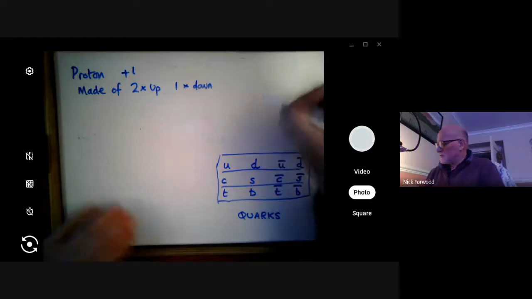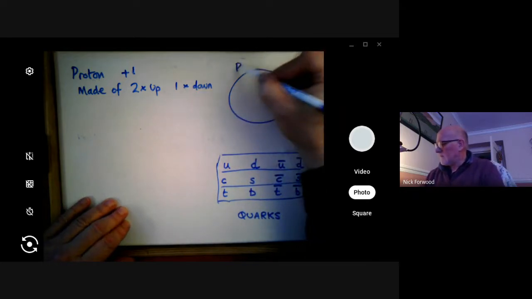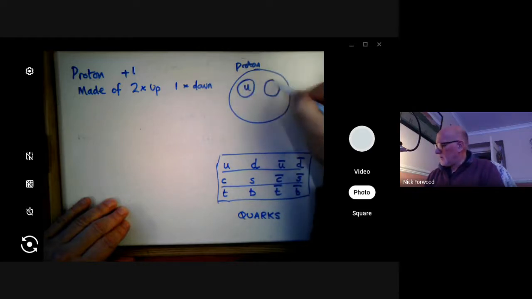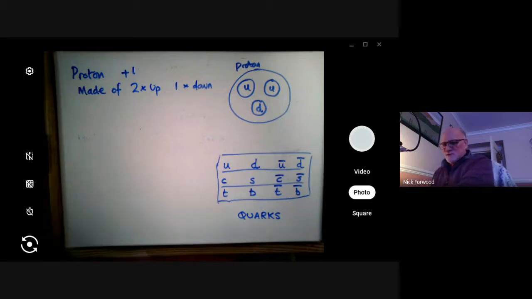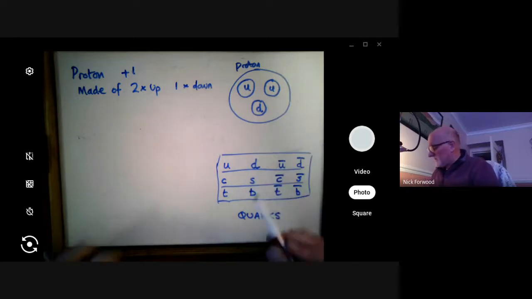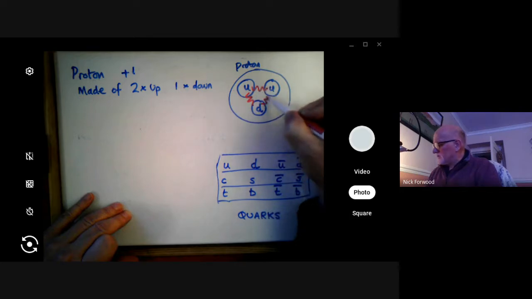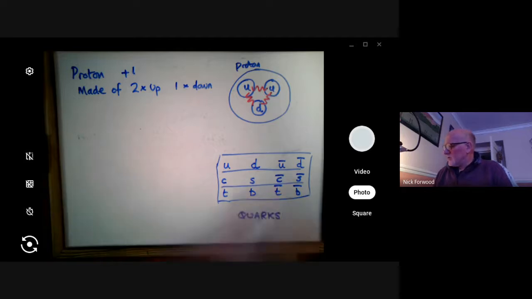So I'm going to draw a picture, if you like, of my proton. And it's made itself of an up and another up and a down. It's not supposed to be a funny face, but it sort of comes out like it. Now these 3 components are held together with some forces, and we'll be looking at the forces that go into our standard model that hold these particles together. We'll be looking at that in another lesson. So I've got 2 up quarks and 1 down quark.